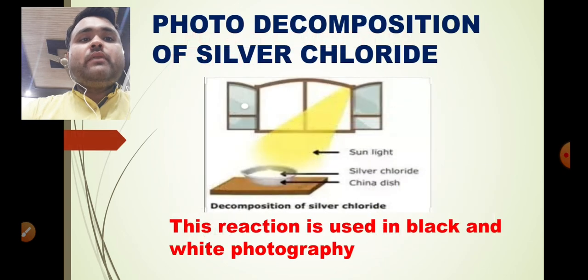You can see here that when silver chloride is exposed to sunlight, it decomposes to form a gray colored compound, that is silver, and chlorine gas is liberated. So this reaction has an important application, that it is used in black and white photography. Many times this question is asked in board exams, what is the utility of photo decomposition reaction? So the importance is that it is used in black and white photography.